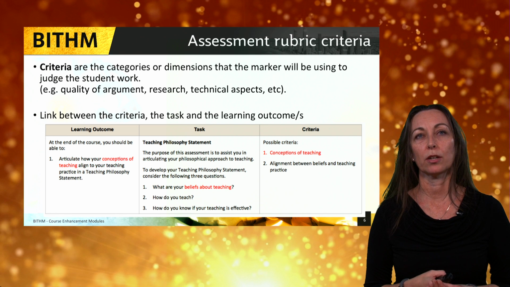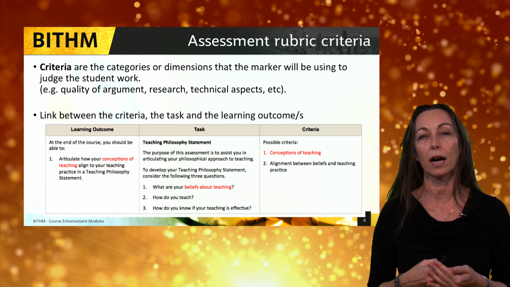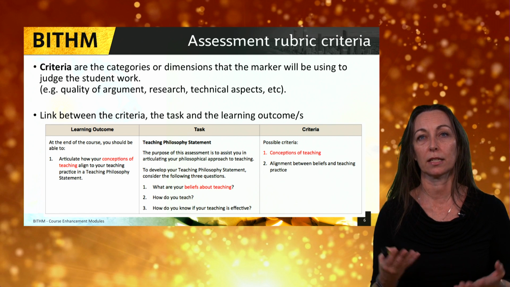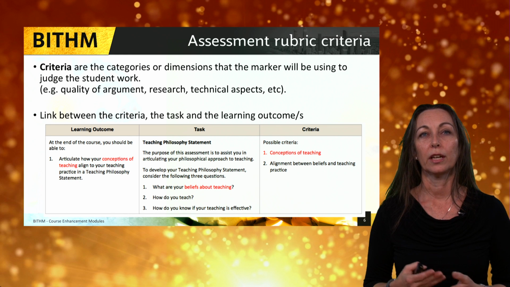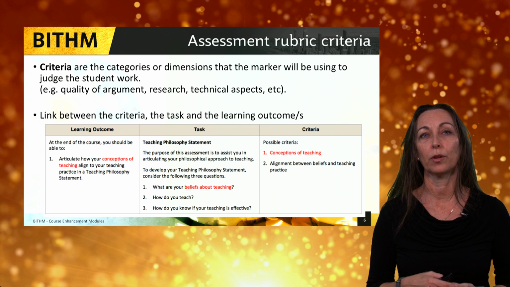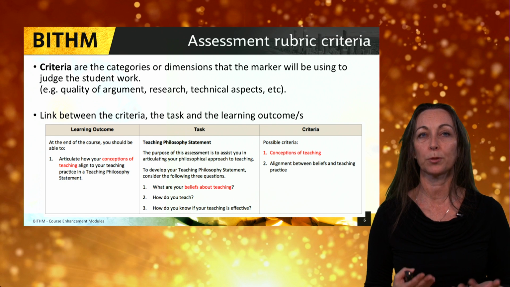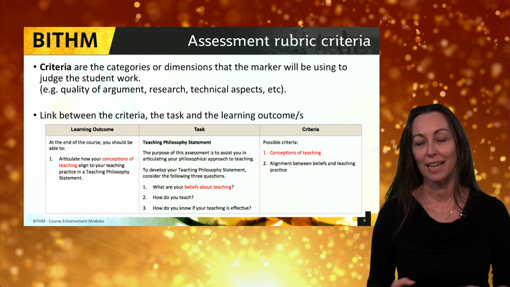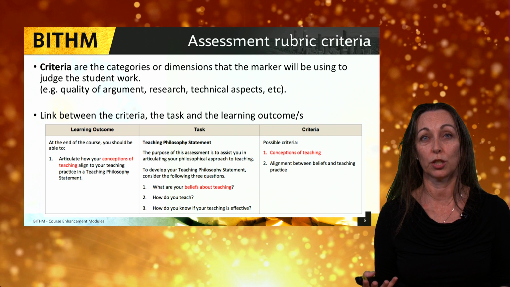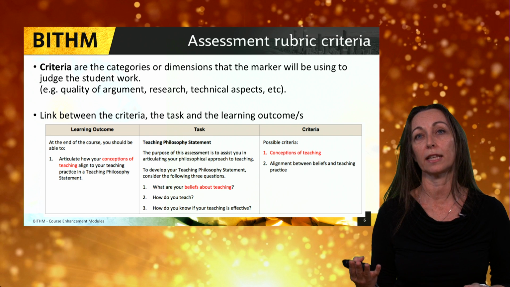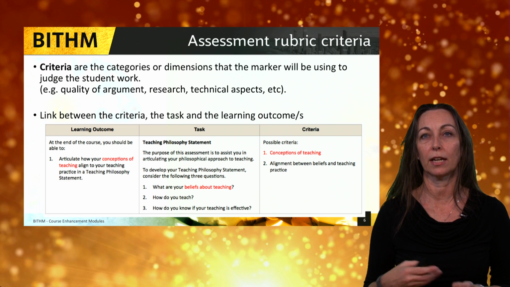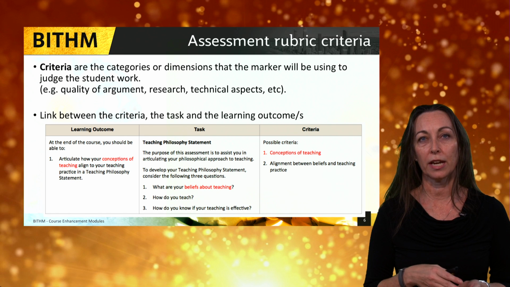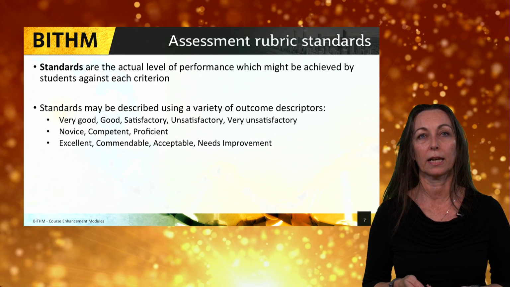The criteria themselves are the categories or the dimensions that the marker will be using to judge the student work. And there's always a link between the criteria, the task, and the learning outcomes. So for example, you can see here the learning outcomes that we've given in the table are to be able to articulate how conceptions of teaching align to your teaching practice in a teaching philosophy statement. The task is then to develop a teaching philosophy statement, and the criteria for marking them would be the conceptions of teaching and alignment between the beliefs and teaching practice. So there's a link between the learning outcomes, the task, and the criteria for marking.